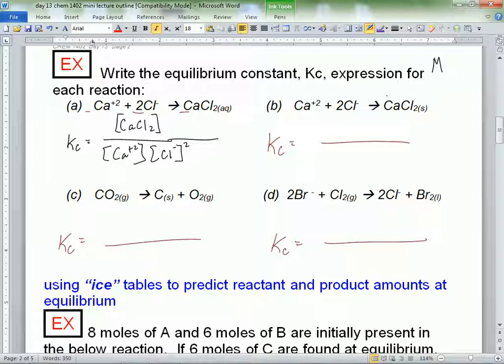Tegan, how'd you write B? Yes. So what do you put on top of the Kc expression? The numerator would be just 1. And then on the bottom would look the same.